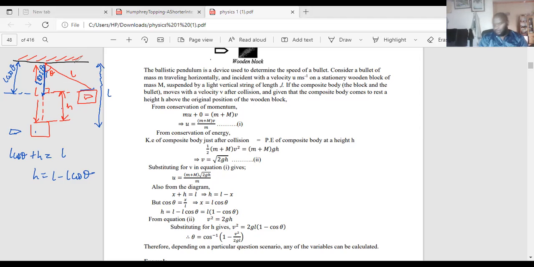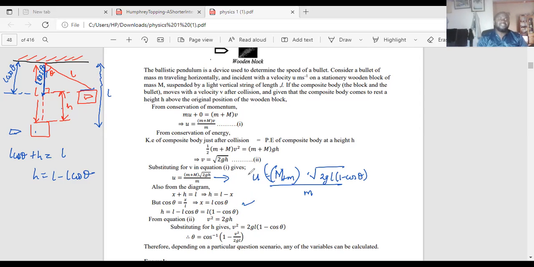Yes, thank you. You're welcome. So remember I derived this equation. So we can have U is equal to the mass capital M plus small m times square root of 2gl into 1 minus cos of theta, over the mass of the bullet. So when you substitute for H, you substitute L minus L cos theta, which is this one.